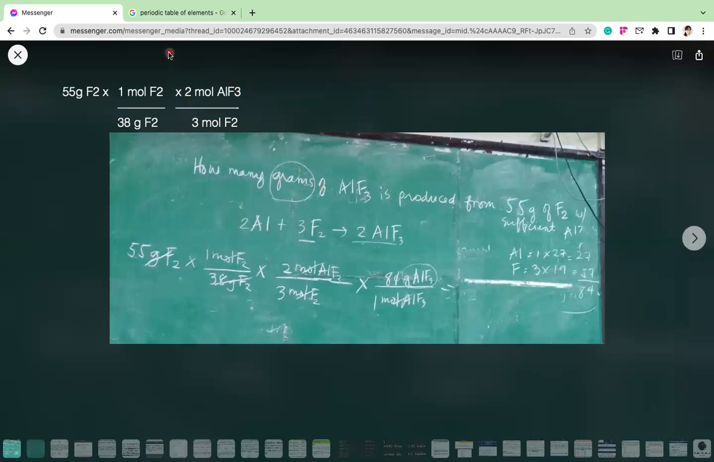So, balik ka ulit sa periodic table. Hanapin mo ngayon, ilan ang mass nito? Ilan ang molar mass ng AlF3? Wait. 26.